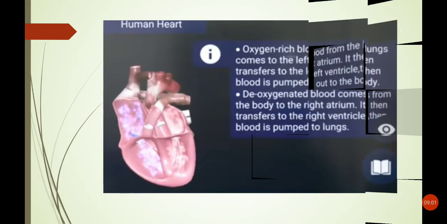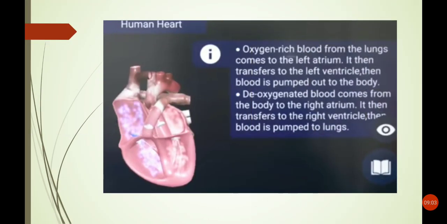I hope you have understood the function of the heart. So, let's recap some of the points. Oxygen-rich blood from the lungs comes to the left atrium. It is then transferred to the left ventricle. Then blood is pumped out to the body. Deoxygenated blood comes from the body to the right atrium. It then transfers to the right ventricle. Then blood is pumped to the lungs.